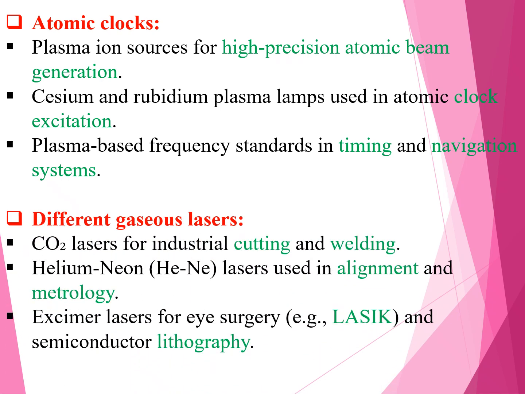Another two examples are related to atomic clocks and different gaseous lasers. I have already talked to you about the gaseous lasers, but in the atomic clocks, we have to talk about some important issues. In these atomic clocks, plasma ion sources and high precision atomic beams are generated. And cesium and rubidium plasma lamps are used in atomic clock excitations, and also we can talk about the plasma based frequency standards in timing and navigation systems.